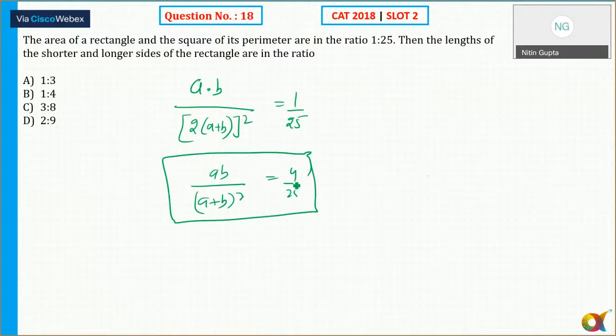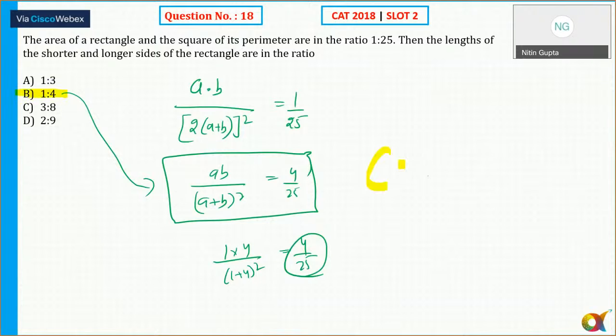Instead of solving this equation, which we can do by making it quadratic, I need to find out the longer side. So I can use the options. From the options, substitute the possible values of A and B. If I substitute the second option, which is 1:4, when A is 1 and B is 4, AB upon (1 plus 4) whole square comes out to be 4/25. So the answer is definitely option number B. It's better to use options instead of solving, because in the options A and B are given already.